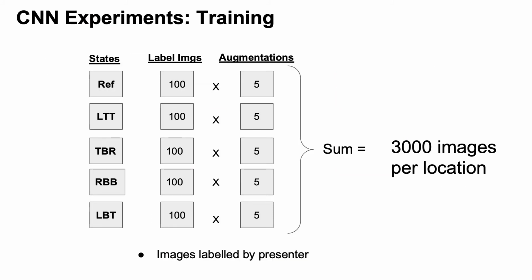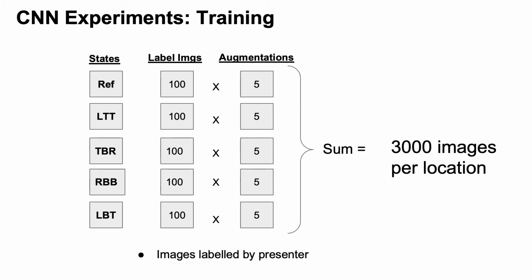So my training data encompasses 3,000 images per location. For each state, I have 100 labeled images, and then I use data augmentation to increase the labeled dataset size. Data augmentation includes things like vertical and horizontal flips or erasing random parts of the image. It makes the CNN think that it's looking at different images when really it's being fed the same image, and it's a cheap way to increase the dataset size without me having to label more images.